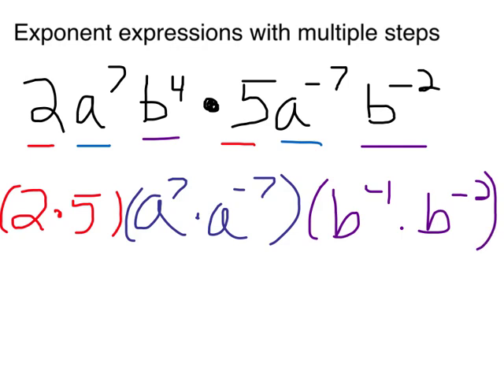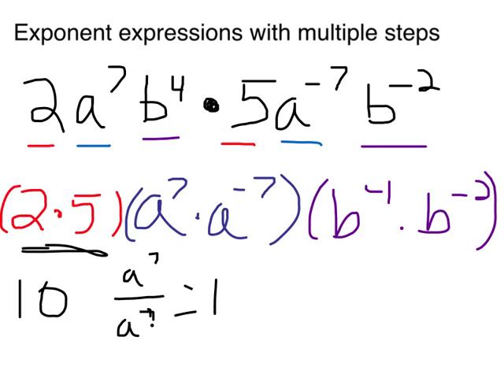Some people will look at this and say, okay, this is 10, right? That we know is 10. We can do 2 times 5. That's easy. And then some people might say, okay, I'm going to deal with the negative exponent on the a to the 7th. I'm going to move it down, because it's in the numerator and it needs to go into the denominator. So then I get a to the 7th over a to the 7th, which I know equals 1. So then I've got 10 times 1.